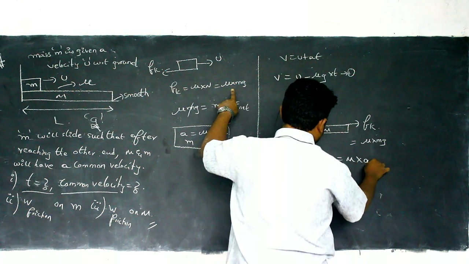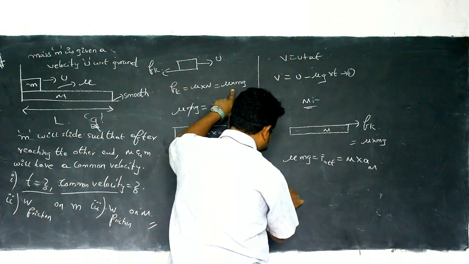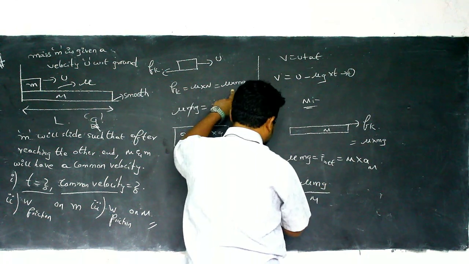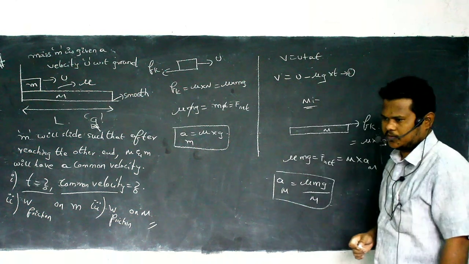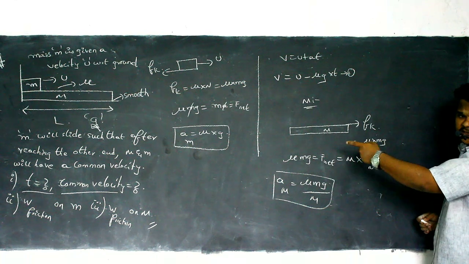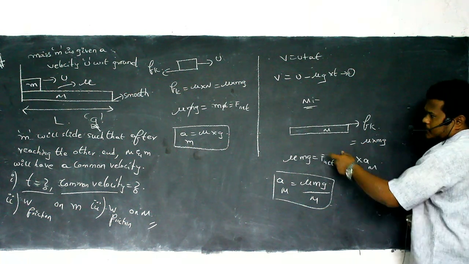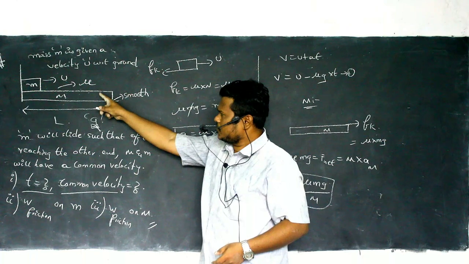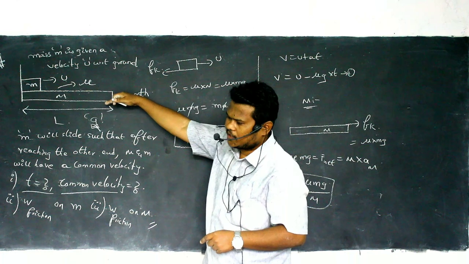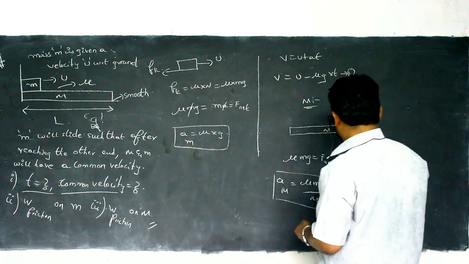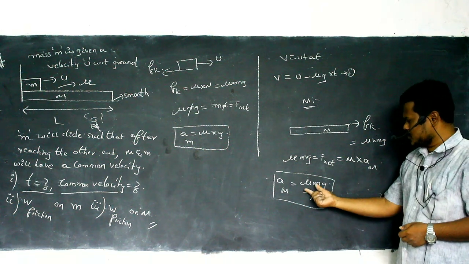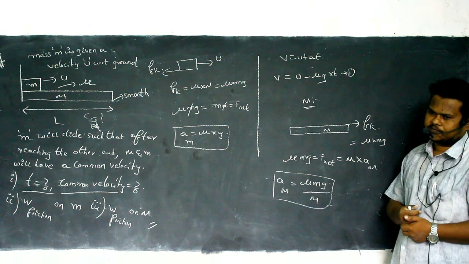Capital M into the acceleration of capital M. Then what is the acceleration of capital M here? Mu mg divided by capital M. This is the only pulling force on capital M. Is there any other force? No. The surface is also smooth here, so the friction between capital M and the surface is zero. Therefore the only force acting on capital M is friction, so friction becomes the net force. Net force is mass into acceleration, so the acceleration of capital M is mu mg divided by M.